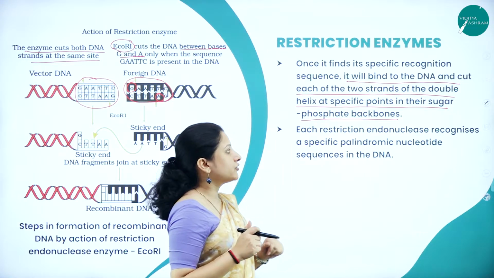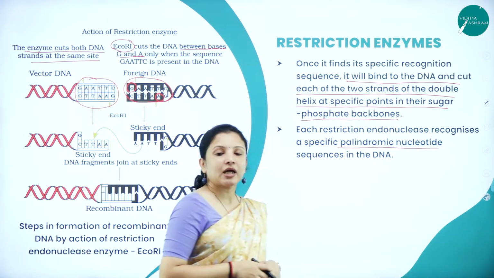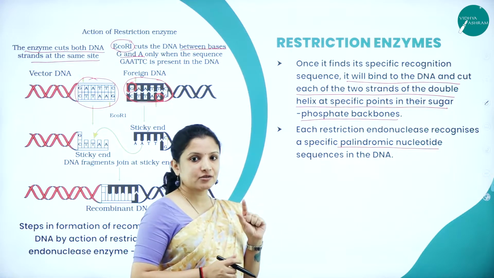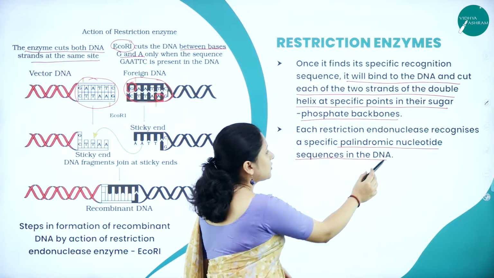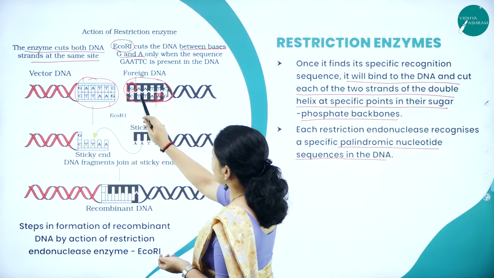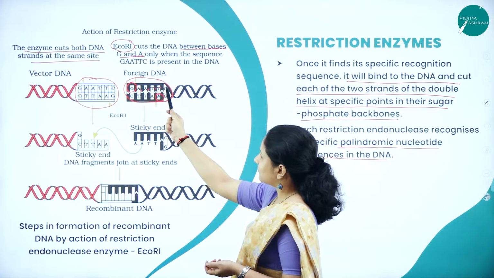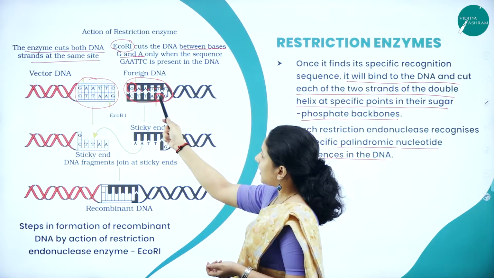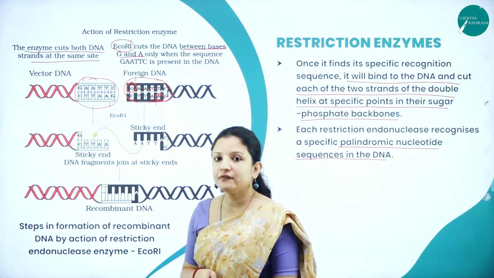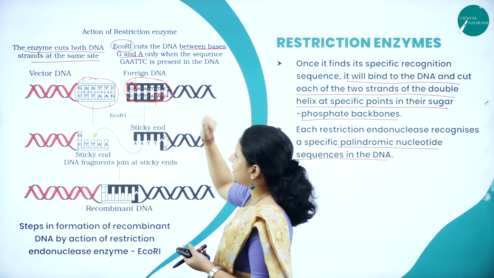Each restriction endonuclease will recognize a specific palindromic nucleotide sequence. Will it cut anywhere it wants? No. Here you have to understand the nucleotide base sequence called the palindromic sequence. So what is a palindromic sequence? If you look here, you can understand. Shall I read this from here? GAATTC. Again reading it backwards, GAATTC. This is a palindromic sequence. Now further we will understand what a palindromic sequence is. Only such sequences it will recognize and cut.